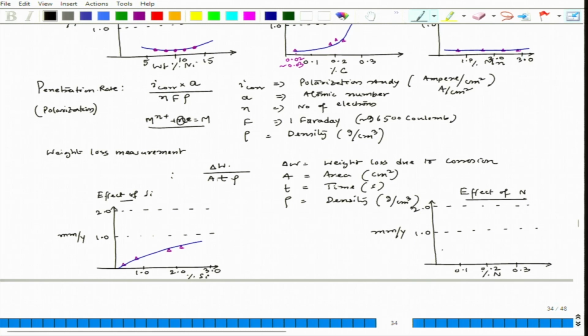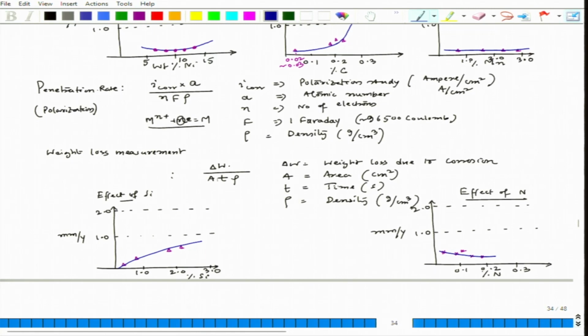At very low nitrogen content, here also there is not much variation in the corrosion resistance. In fact, an increase in nitrogen leads to an increase in corrosion resistance to some extent, and the trend line would be like this. So, this is the effect of nitrogen in that particular material. The corrosive is 65% HNO3.